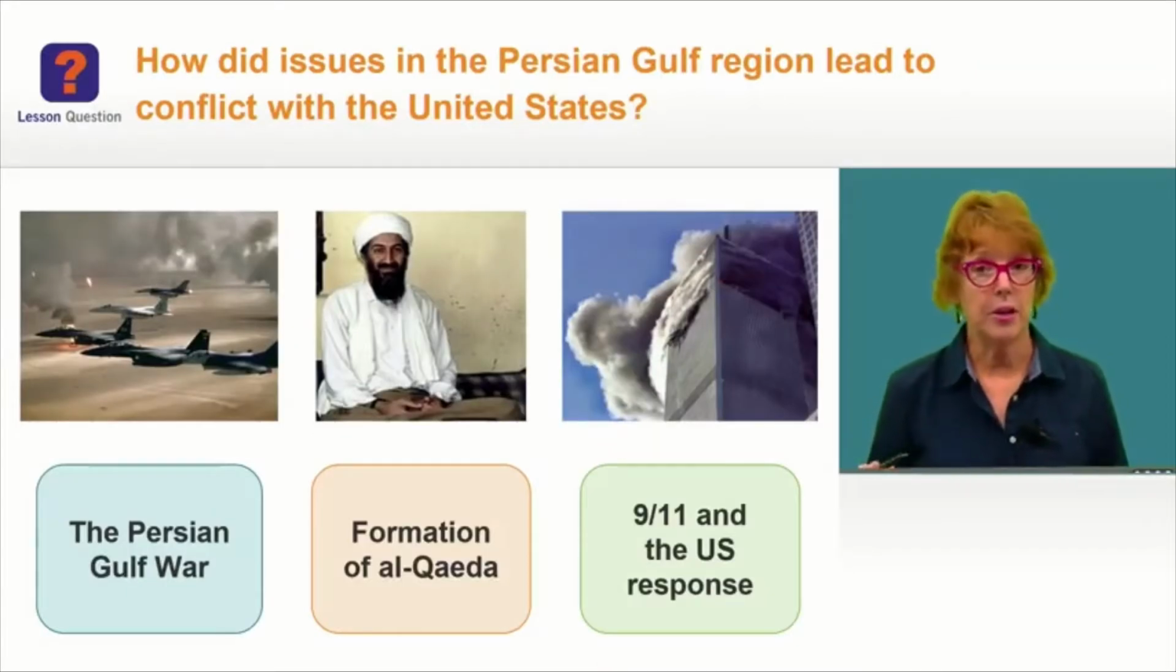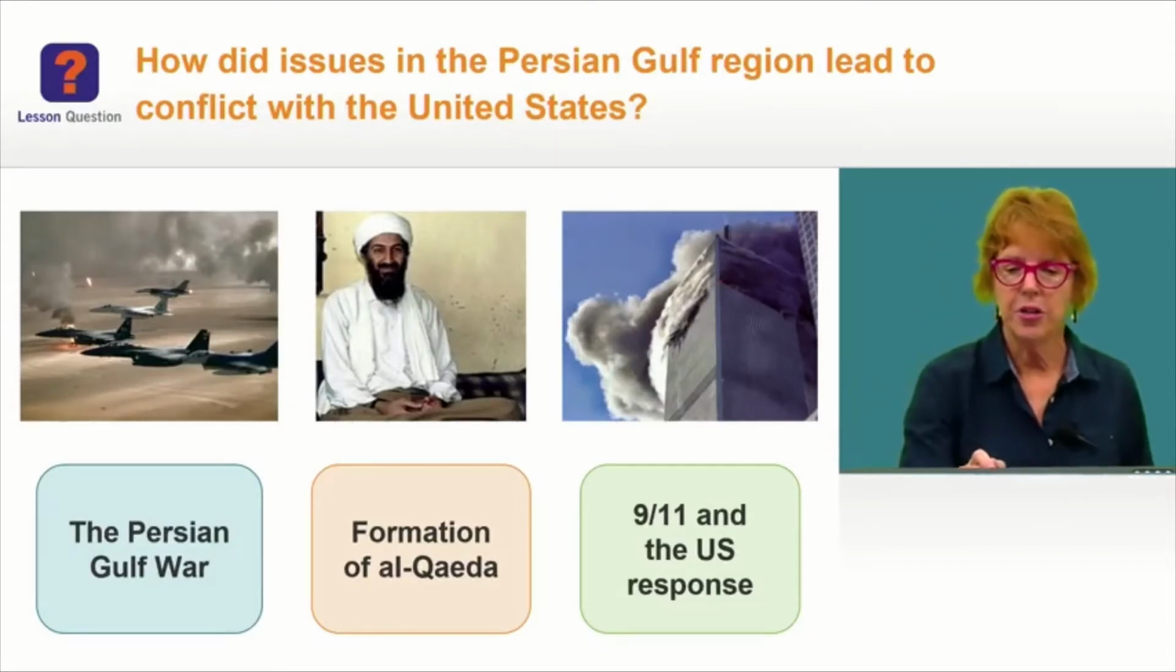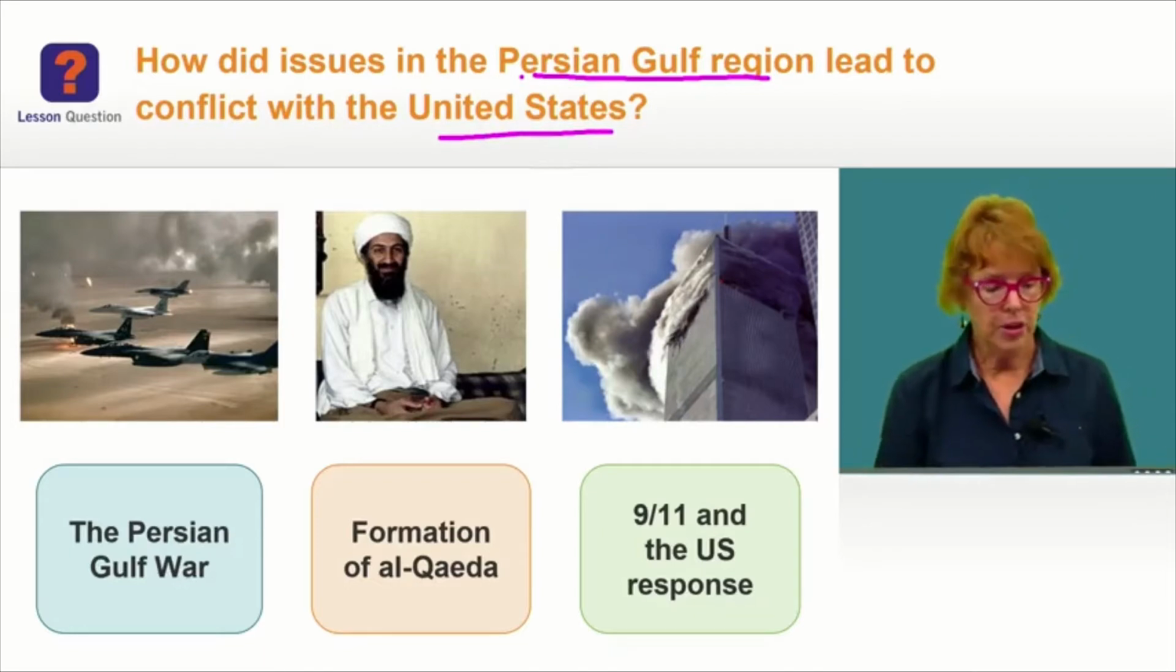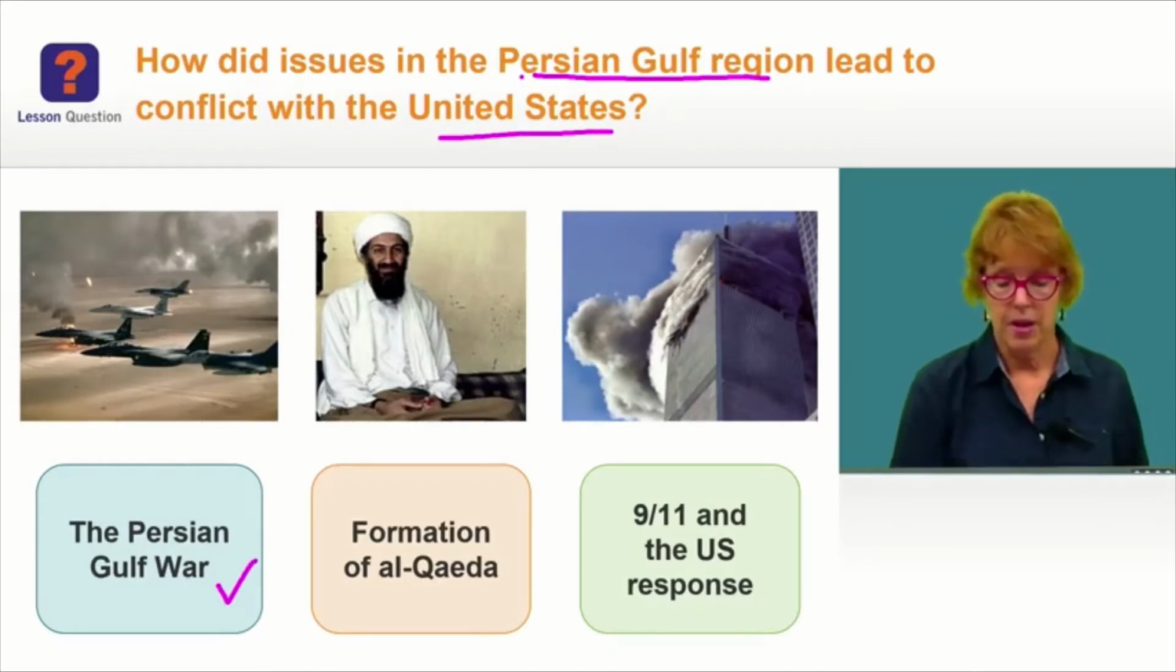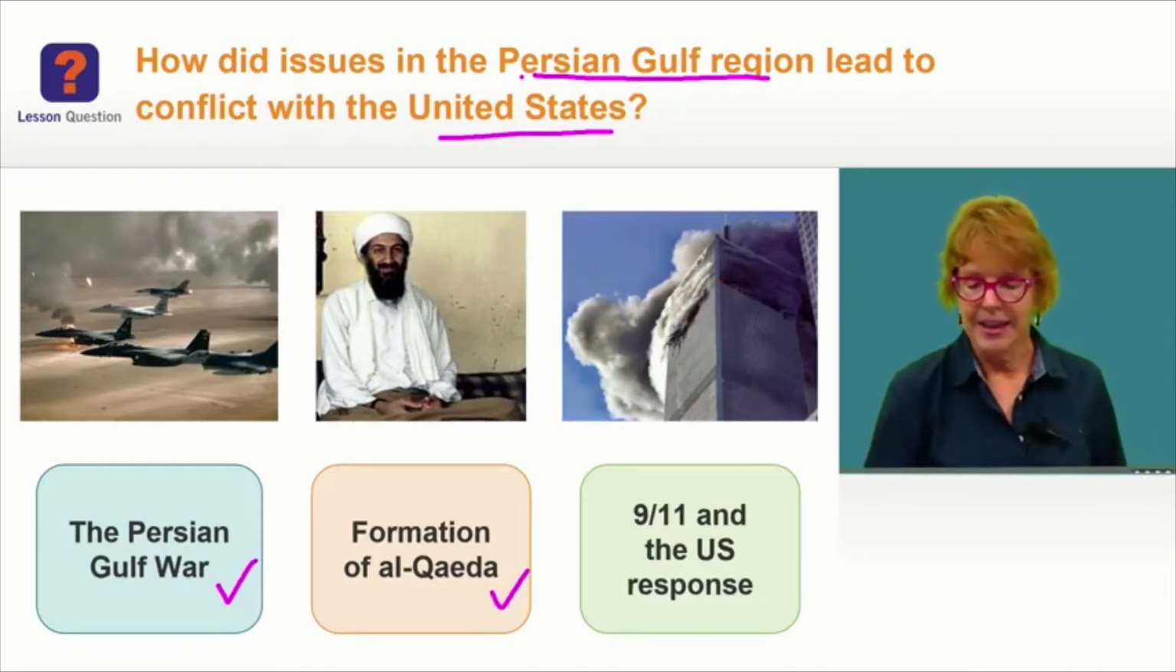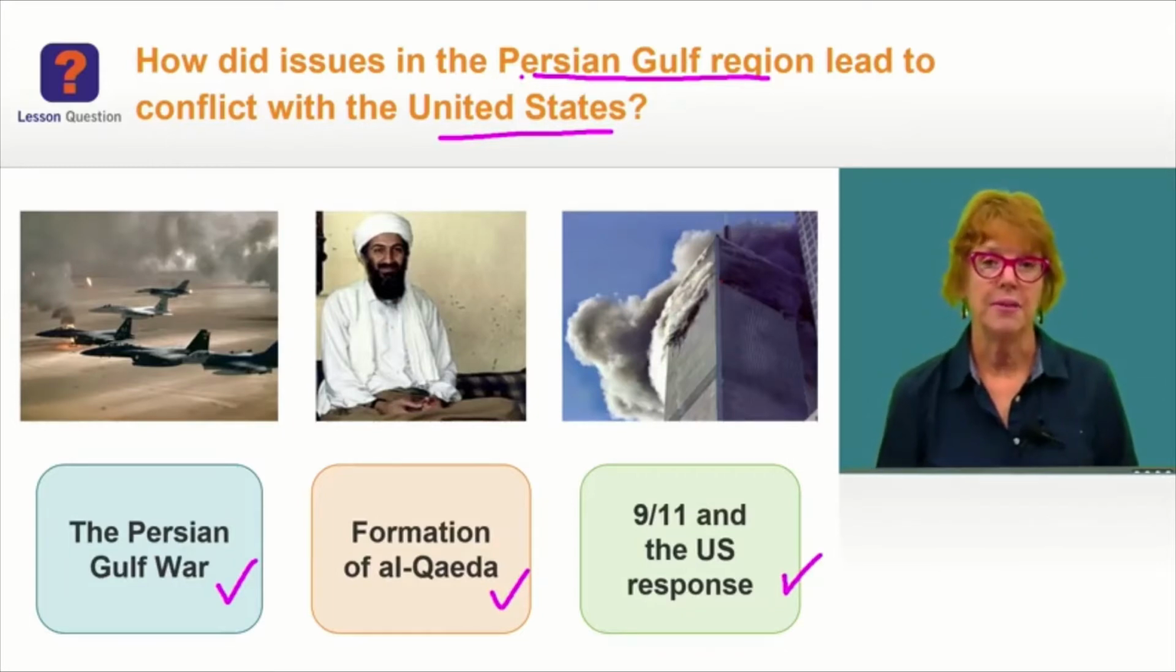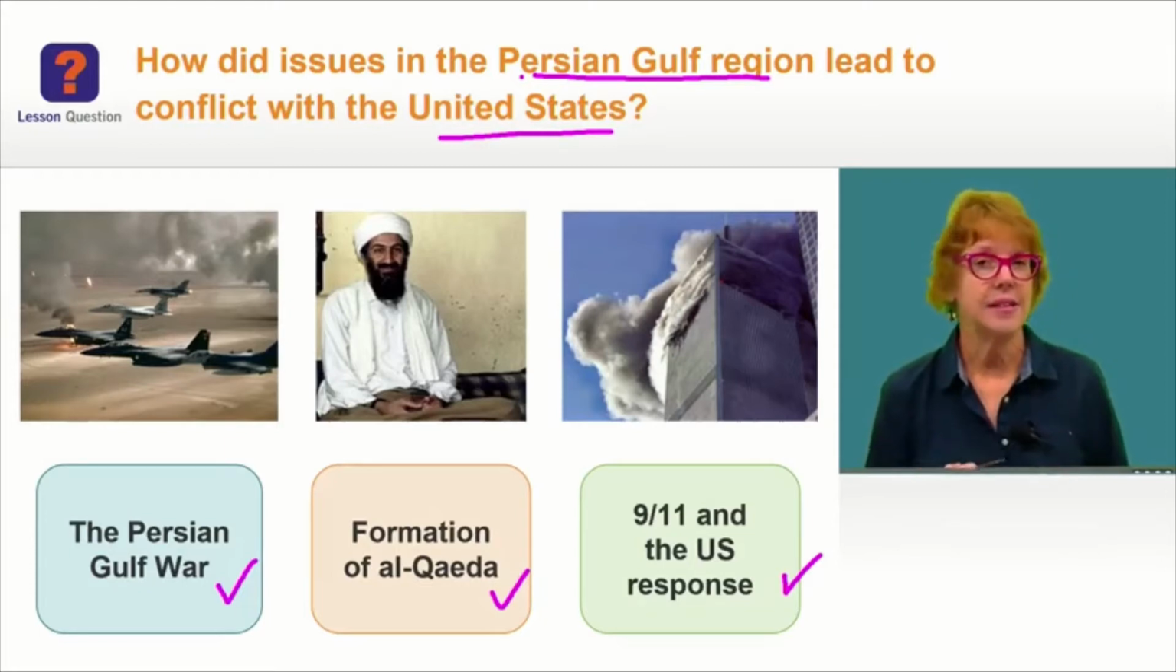In this lesson, we'll be answering the lesson question: how did issues in the Persian Gulf region lead to conflict with the United States? We'll be looking at the Persian Gulf War, formation of al-Qaeda, and 9/11 and the U.S. response. Now, let's take a look at the events of the Persian Gulf War and how they set the stage for what was to come.